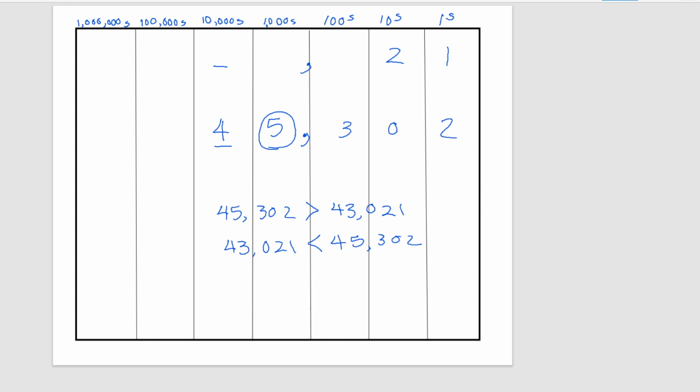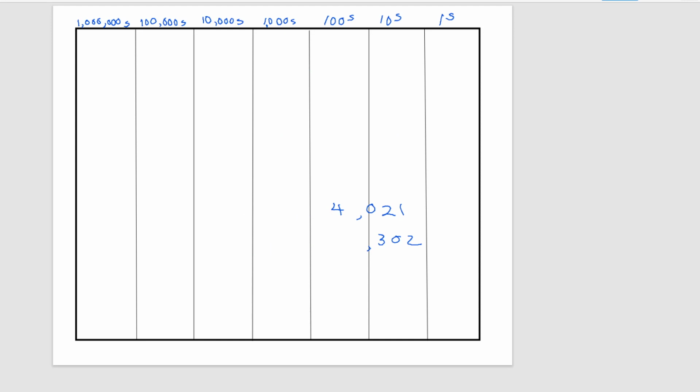Now this time instead of looking at two numbers, we're going to look at three and compare the three numbers to each other. So on your chart, we're going to write 32,434, then 32,644, and then 32,534.